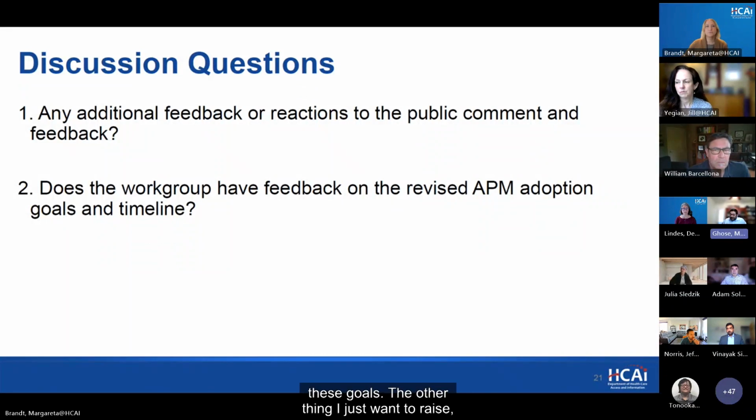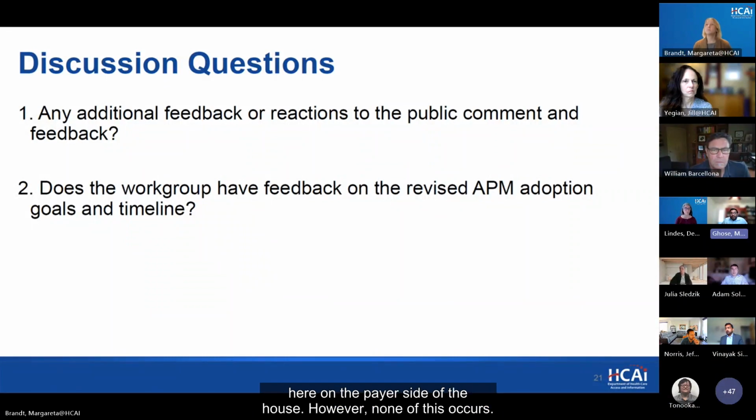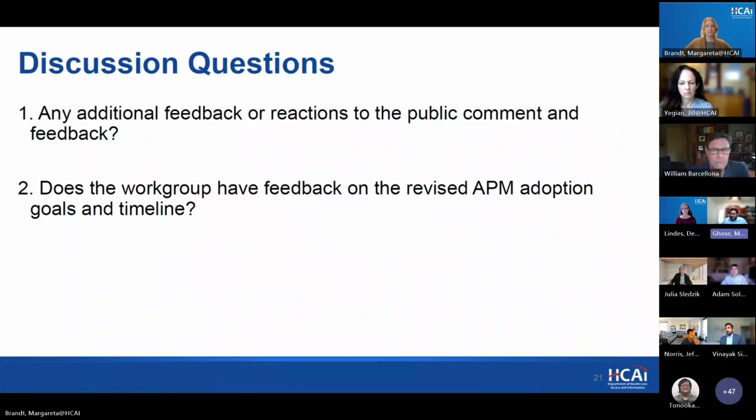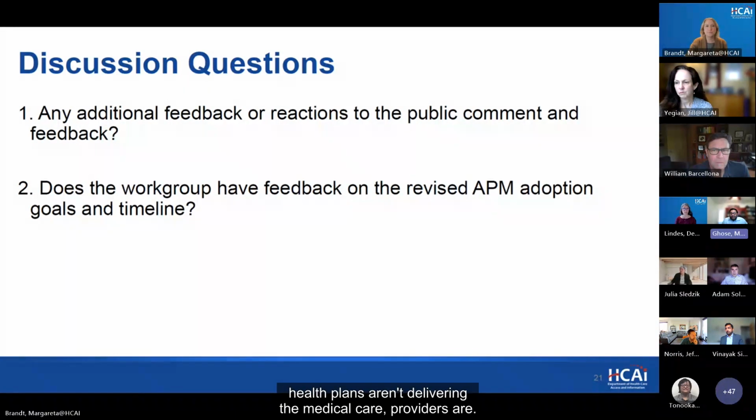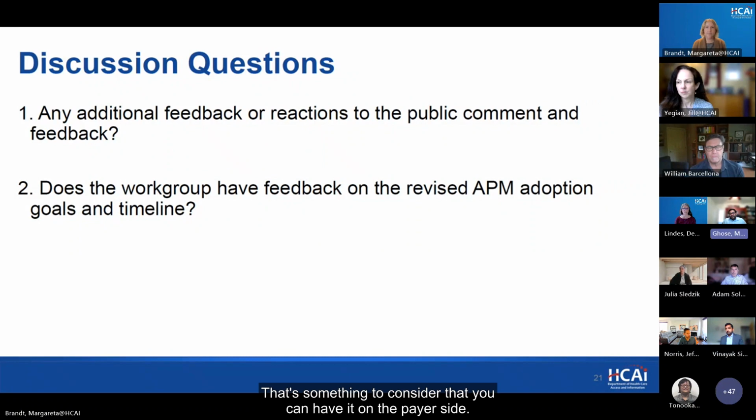The other thing I want to raise, and we've raised this with many entities in the past, is that a key driver to this whole effort is provider readiness. We have an inordinate amount of focus and pressure here on the payer side of the house. However, none of this occurs without providers. Our quality lead internally reminds me constantly that health plans aren't delivering the medical care, providers are. So this really does depend on a provider adoption metric that is not in here. That's something to consider, that you can have it on the payer side, and this is part of our mission. We want to get more people into coordinated, high quality programming.